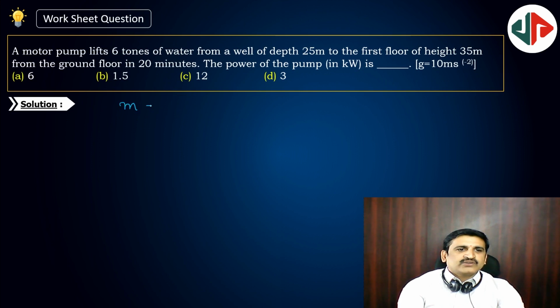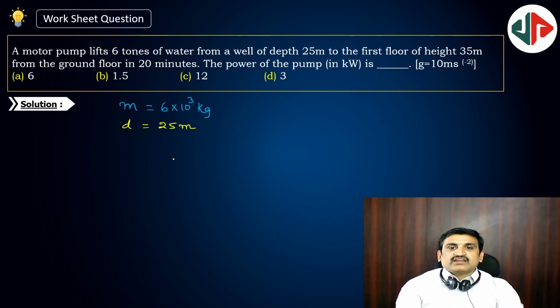Next. A motor pump lifts 6 tons. m is equal to 6 ton. Ton means 1000 kg, right? Quintal means 100 kg. So 1000 kg, ton. Water from a well of depth d is equal to 25 meter to the first floor of height 35 meter. Total height is 60 meters, from the ground floor in 20 minutes, time t is equal to 20 minutes.